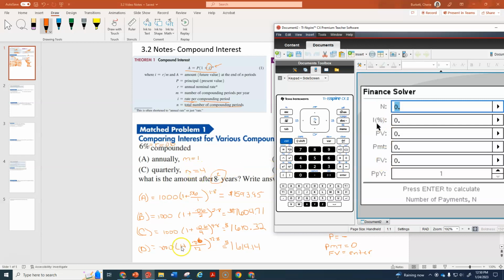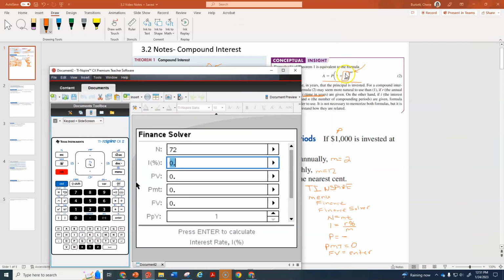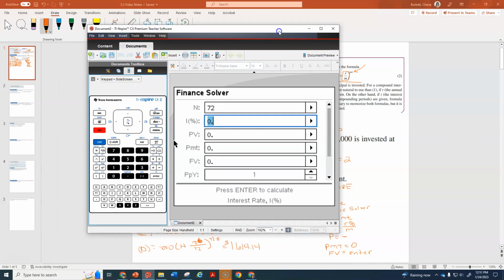So here, let's do the monthly one. Here you would put 12 times 8, and I believe that would be 72. Here, the big difference, notice there's a percentage there. They do not want you to put it in as a decimal. They want you to put it in, so if it's 6% right here, you're going to put 6. But actually this is going to be 6 divided by 12, because we're doing this right here: the interest rate divided by the number of times it's compounded. So 6 divided by 12 comes out to be 0.5.